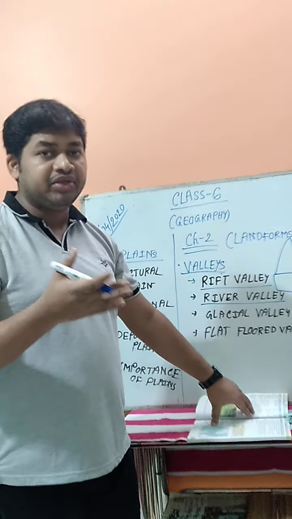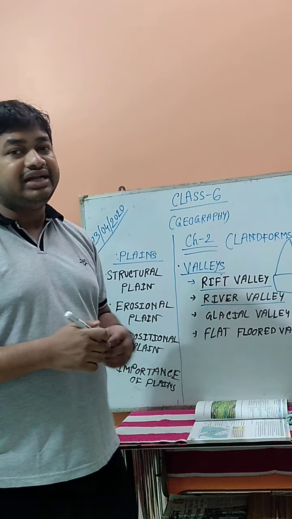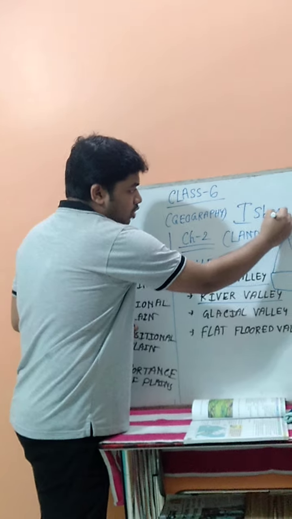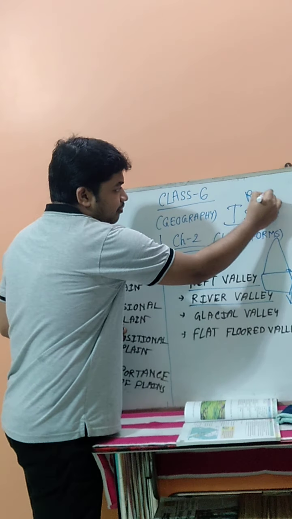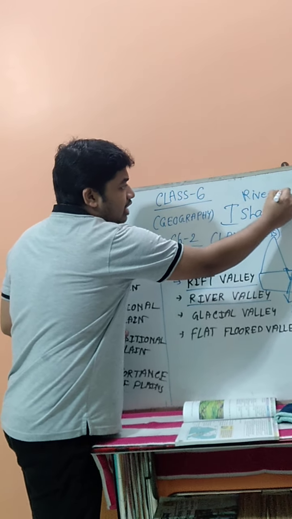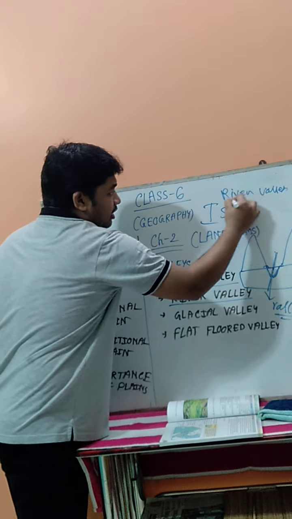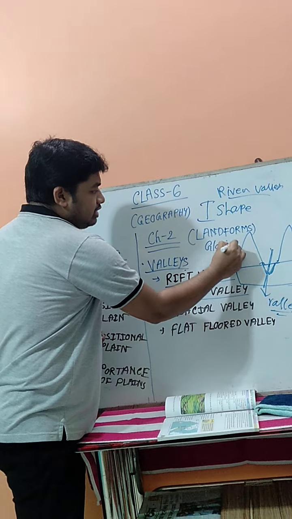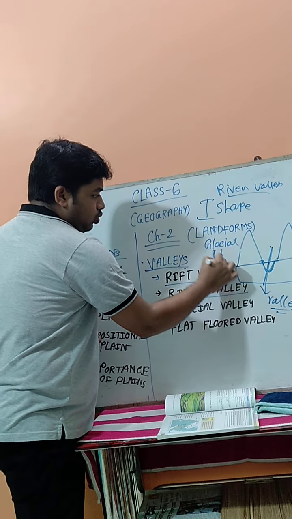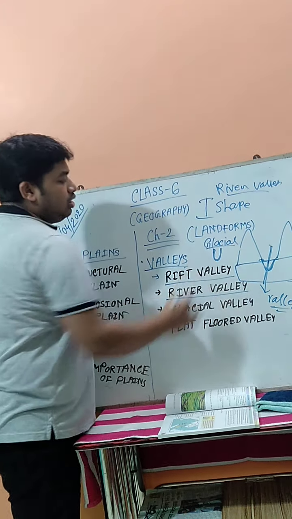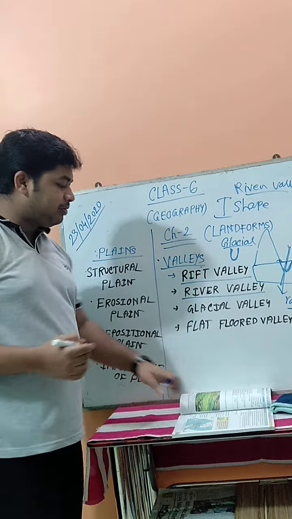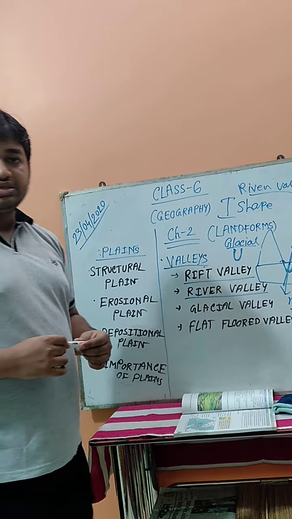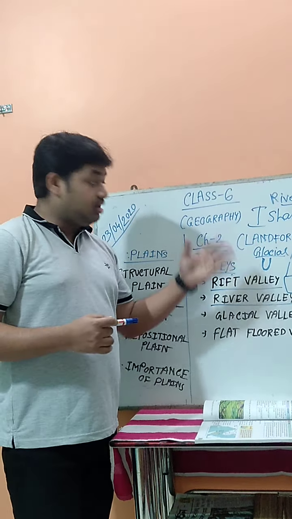A glacial valley can be U-shaped, and the river valley is always in the I-type shape. Always remember: river valley is always in the I-type shape, but the glacial valley is always in the U-type shape. This type of shape is the glacial valley. And an example of a glacial valley is the Grand Canyon in the USA.